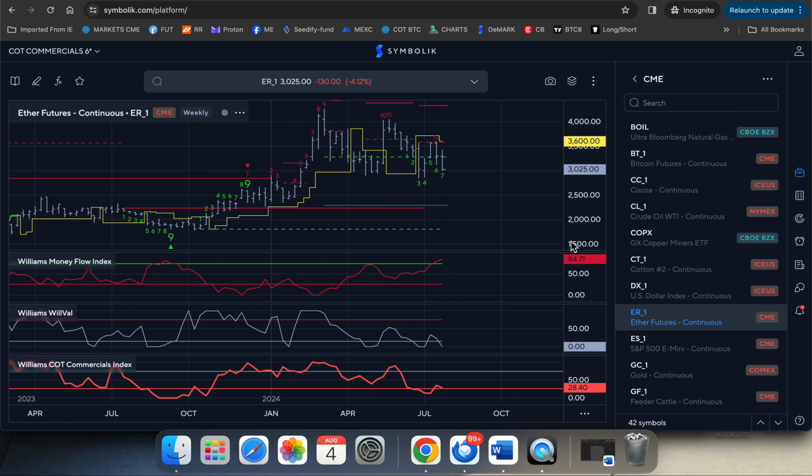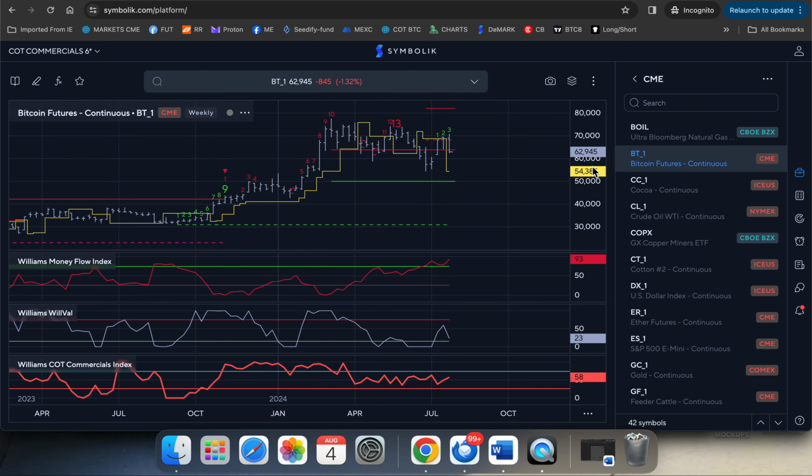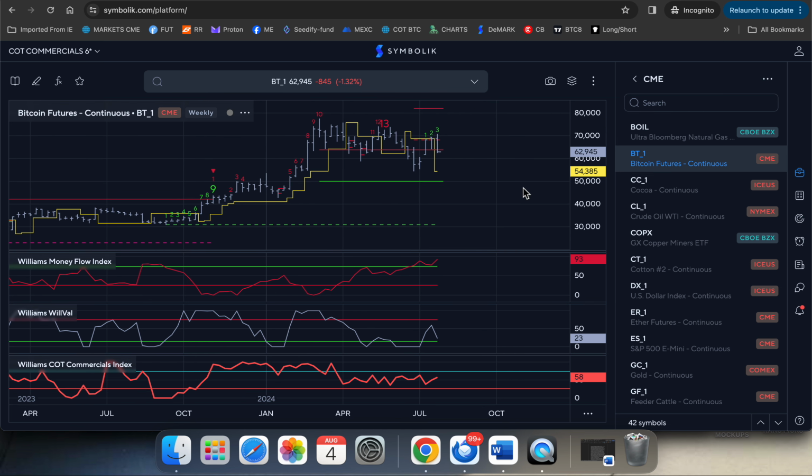So in a perfect world, I'd probably wait at least another 1 to 2 weeks on Ethereum, because that could easily come down here and make a 9 count like it did here. Doesn't necessarily mean it's going to bounce on that week, but within 1 to 2 weeks, theoretically, you usually get a bounce. Now we may not get it. We may have to suffer.